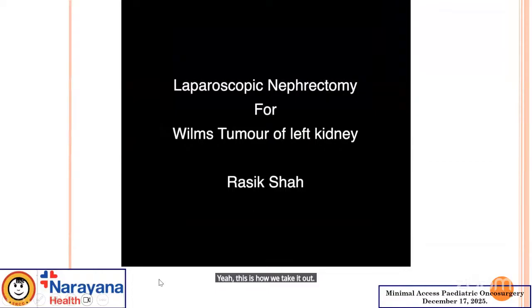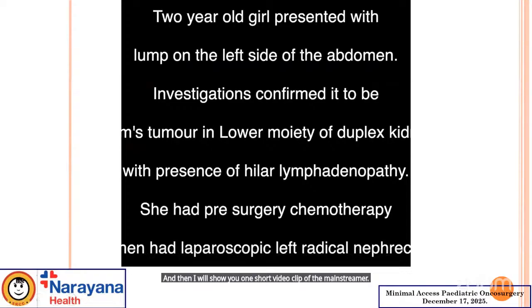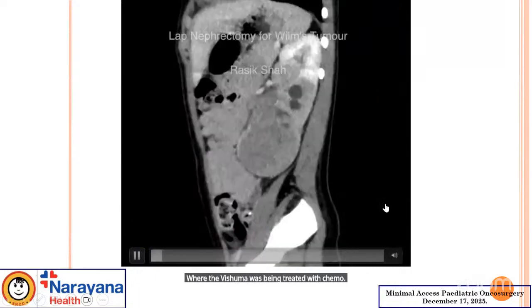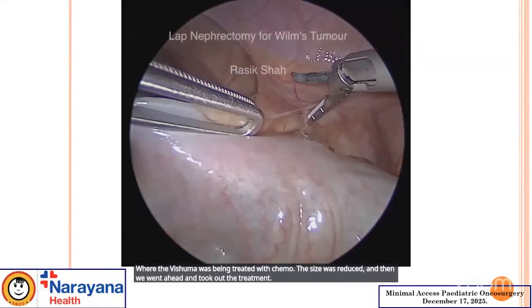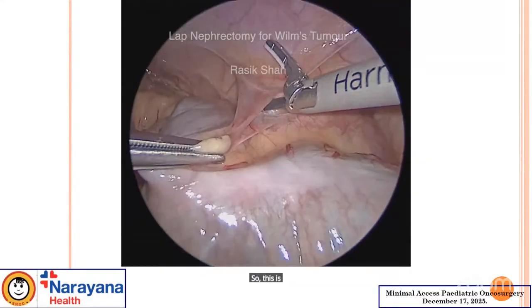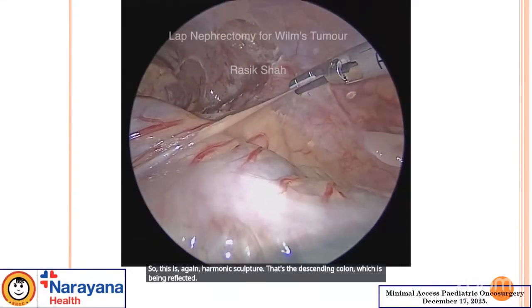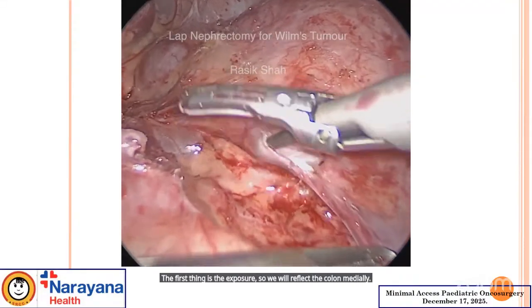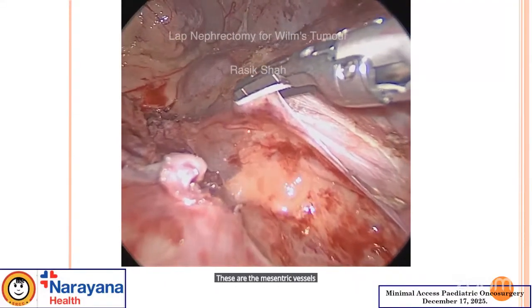And then I will show you one short video clip of the Wilms tumor. This is the laparoscopic nephrectomy we did for a 2-year-old girl who had a Wilms tumor and was being treated with chemo. The size was reduced, and then we went ahead and took out the tumor. So this is again the harmonic scalpel. That's the descending colon, which is being reflected. The first thing is the exposure. So we will reflect the colon medially. These are the mesenteric vessels, you can see the pulsation.